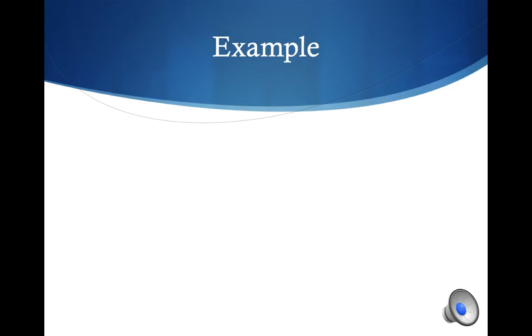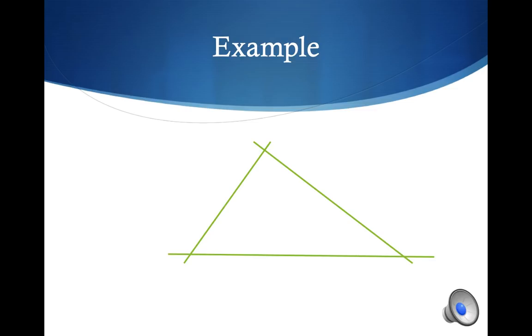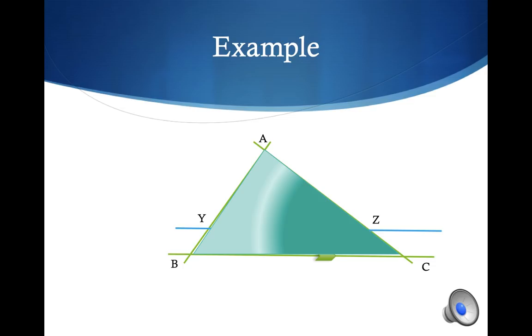Here's an example. Let's say I have a triangle, we'll call it ABC, and I add in a line, we'll call it YZ. I know that YZ is parallel to BC, marked here. What I've actually done here is created two triangles that are similar, meaning they have congruent angles and proportional side lengths. To make this a little bit easier to see, I've made triangle ABC blue and triangle AYZ purple.